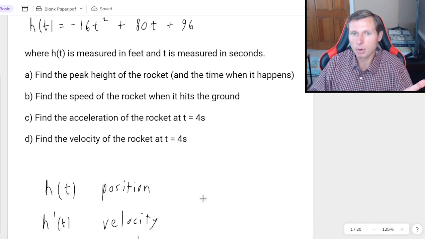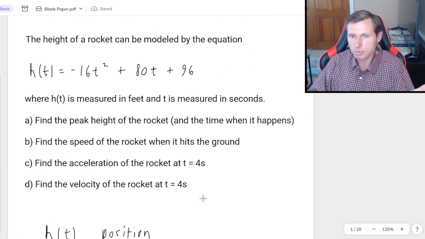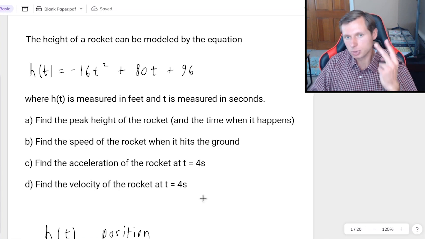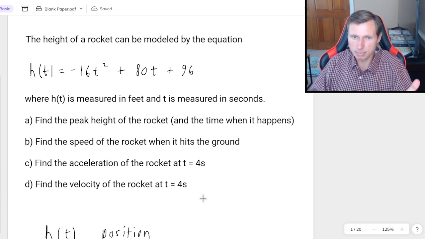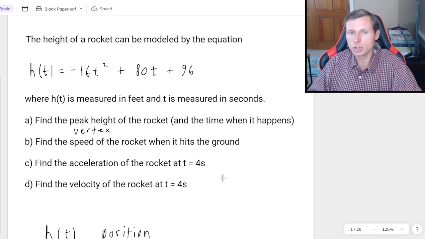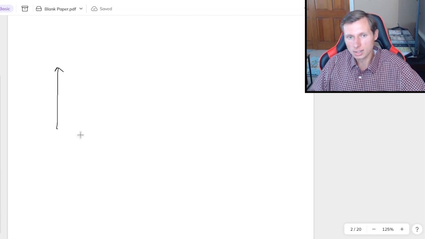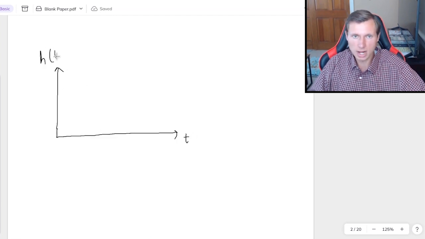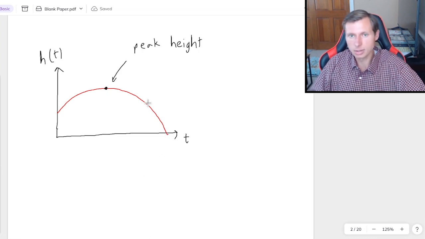So now looking at part A, find the peak height of the rocket and the time when it happens. There's two ways I can do this. The first way is recognizing that the peak height is always going to occur at the vertex of the parabola. If you do it that way, it's 100% correct, but I'm going to show you a different way using calculus. So if I were to actually draw the motion of this rocket in a graph, the motion would look something like this. And here is obviously the peak height.